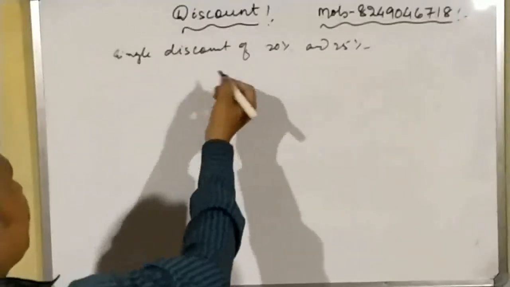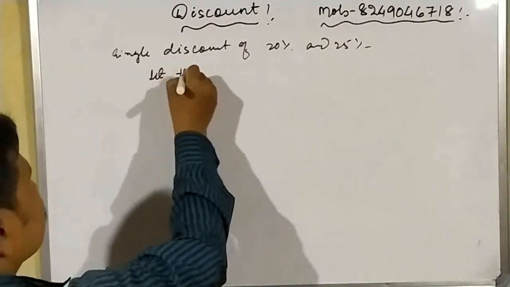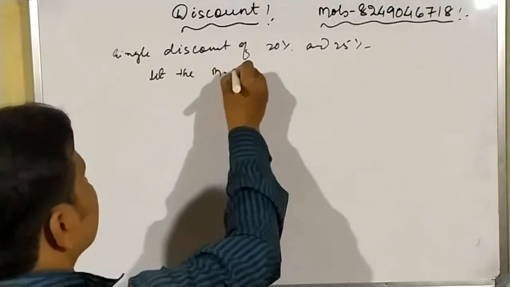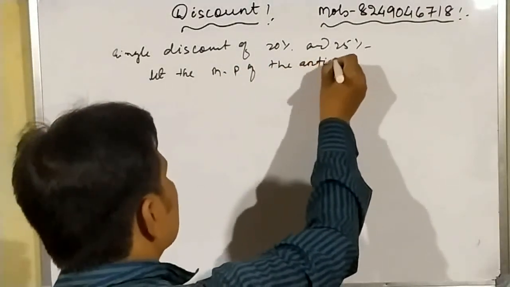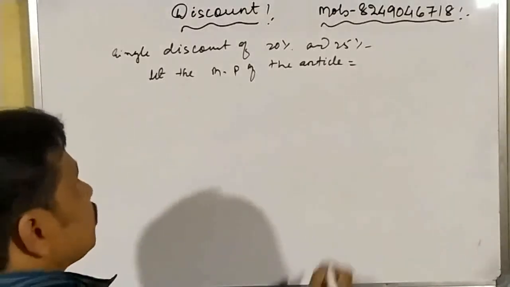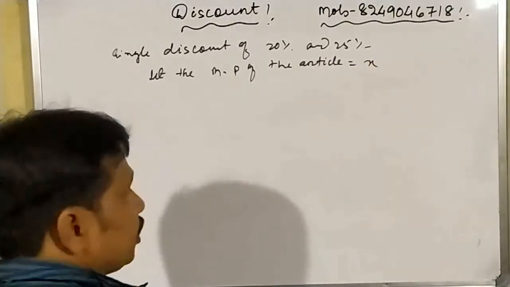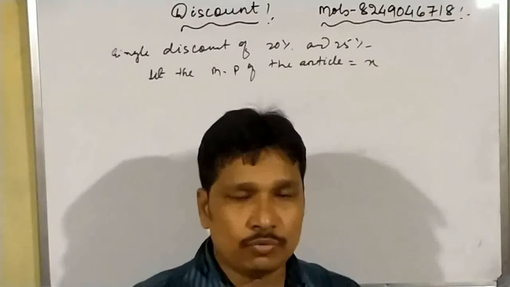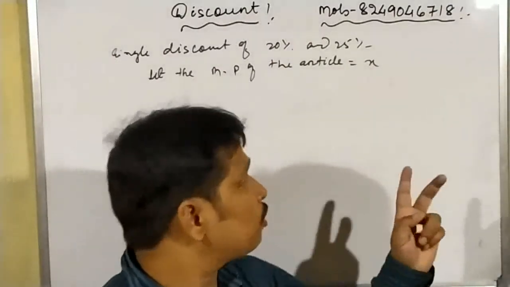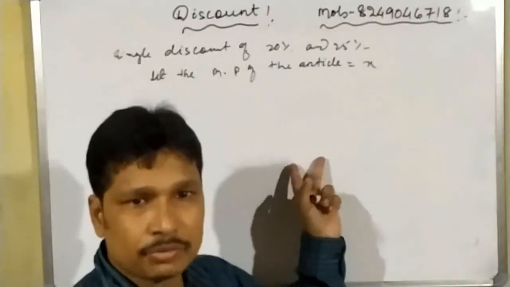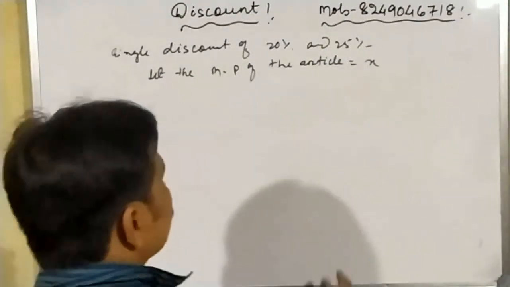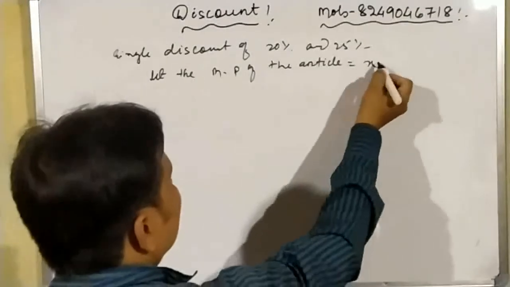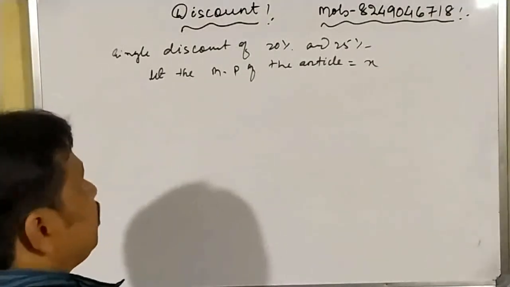Okay, student, so here how can I find out? Let the mark price of the article be X. Here also we have two methods. First, in the normal way, and then we will do the direct formula. So let the mark price of the article be X.